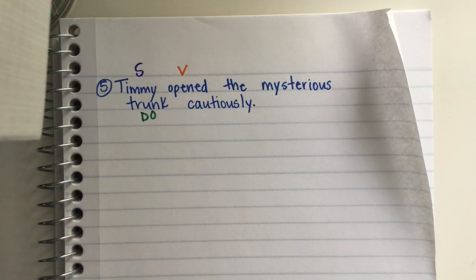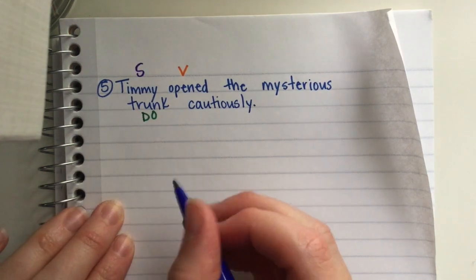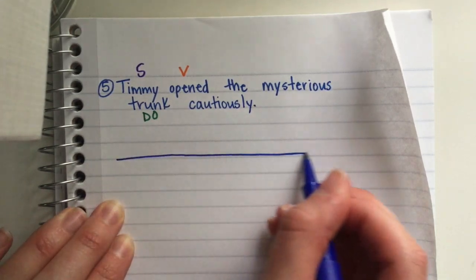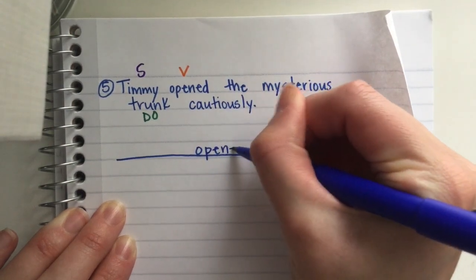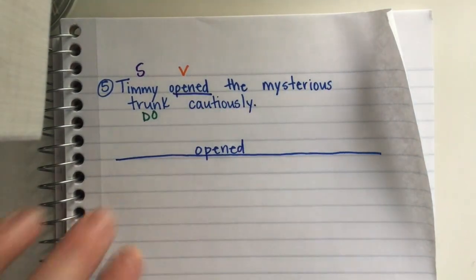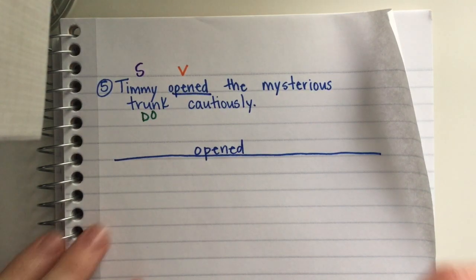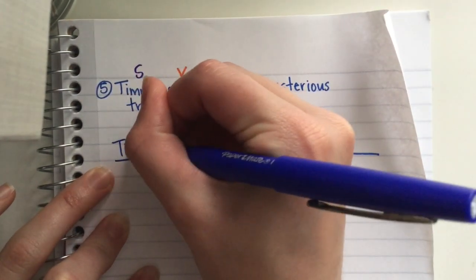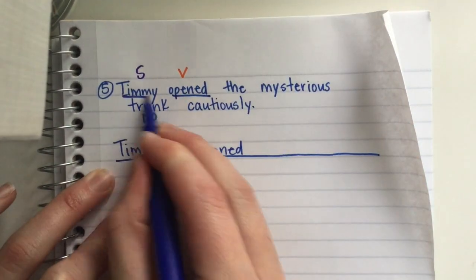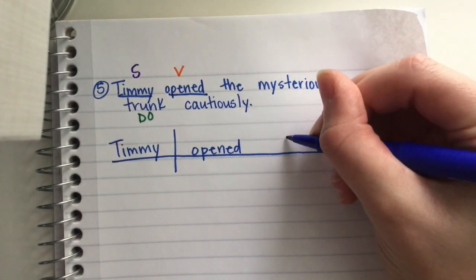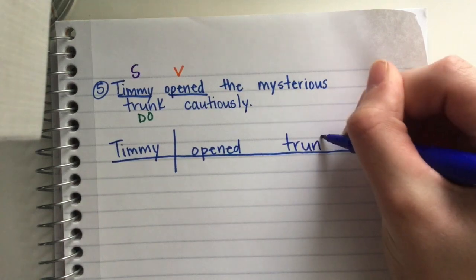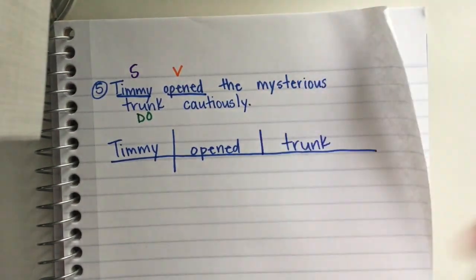So now let's start to diagram what we have right now. So first we'll do our horizontal line. So our verb is opened. We used it, I can underline it. It's done. Next is our subject is Timmy. He's the one that did the action. Timmy is done. We draw our line in between the two to show that they are separate parts of our sentence. Next we want to write our direct object. So Timmy opened what? He opened trunk. There's our direct object. Our line goes halfway.